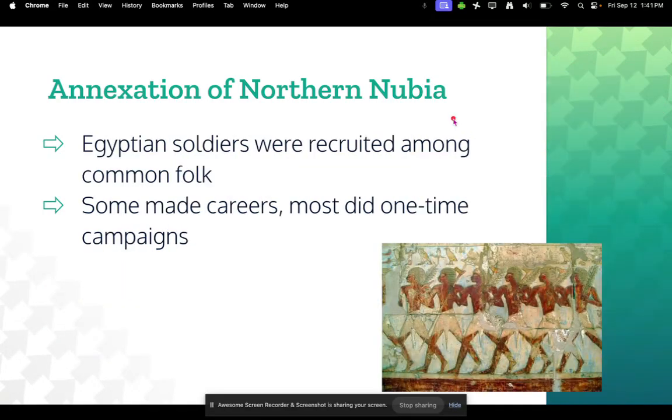So Egyptian soldiers were recruited among the common folk to become soldiers. Pretty much all males had to be. Some made careers out of being a soldier, but most did just their one-time campaign, just their one-time service to the government.